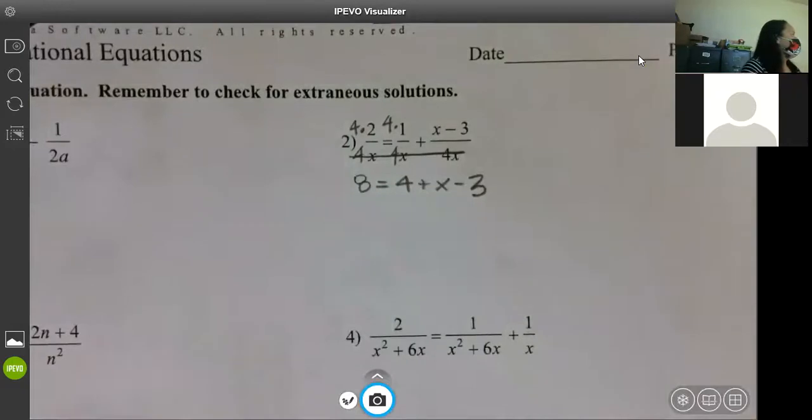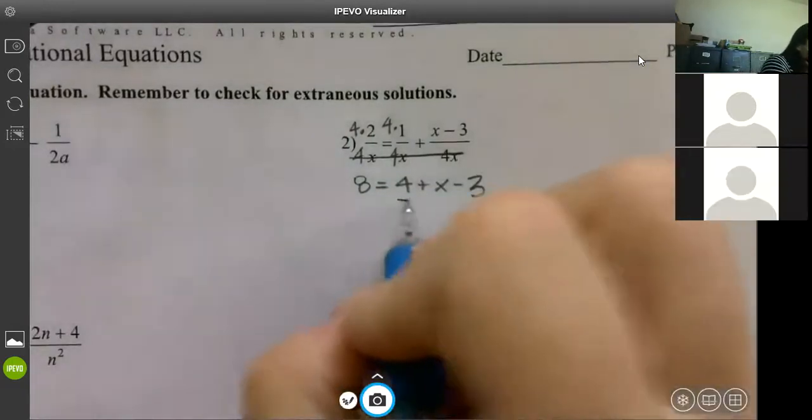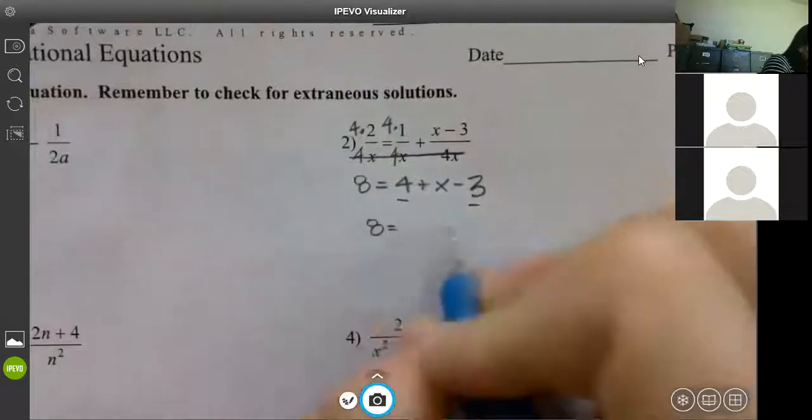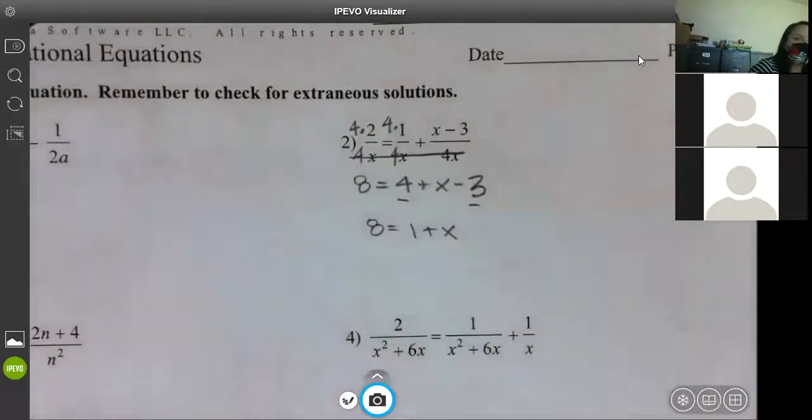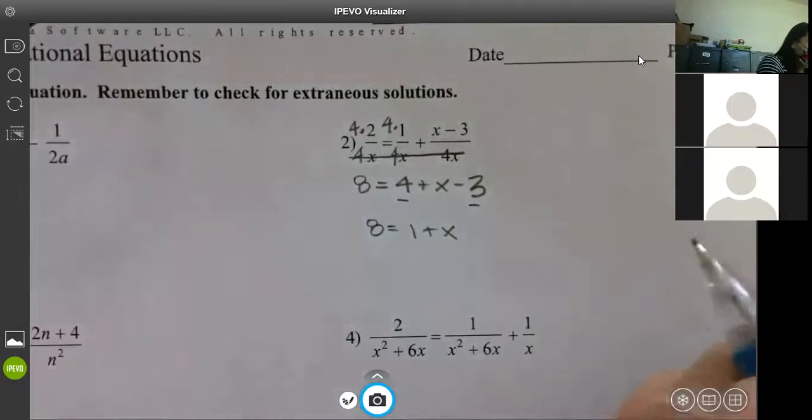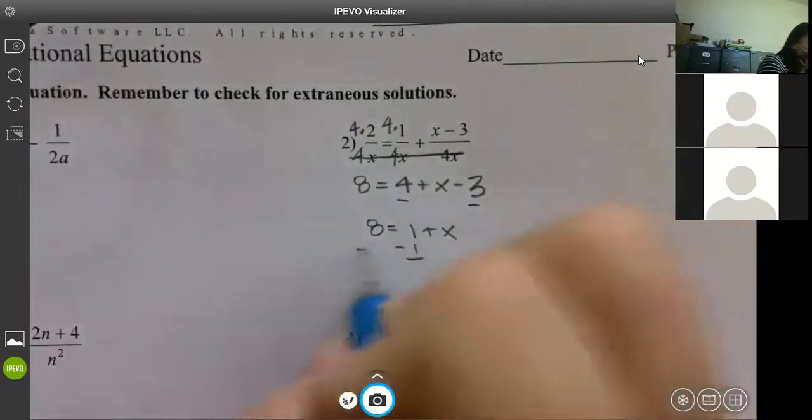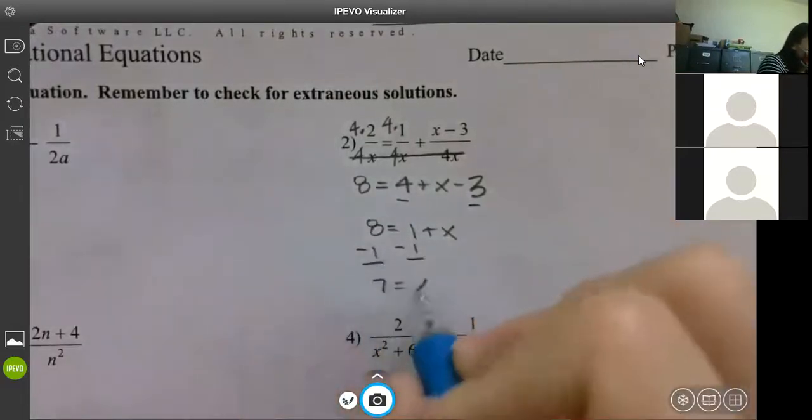It's regular from now. So like math 1 stuff. What do I do now? Combine the 4 and the -3. So I get 8 equals 1 plus x. How do I solve? Subtract 1. Perfect. Both sides. And we get 7.